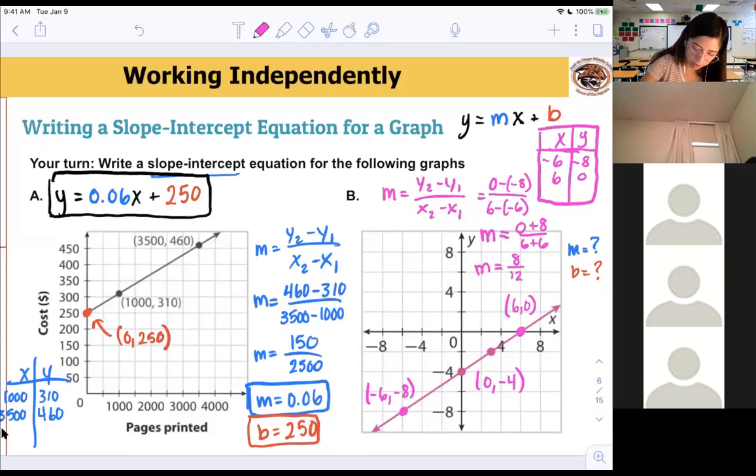Can I simplify that? Yes. What can I simplify that to? Let's keep it as a fraction. 2 over 3. Very good. If you divide the top and the bottom by 4, you get 2 over 3. There's my slope. m equals 2 over 3. Questions on how I got 2 over 3? Make them quick because I've got to move on. We're running low on time.